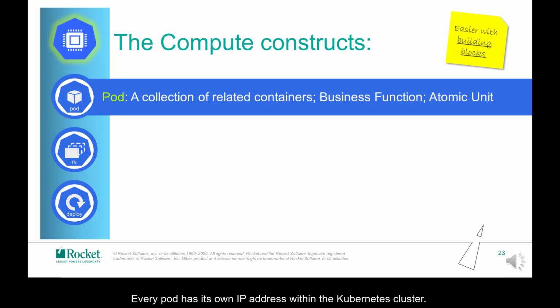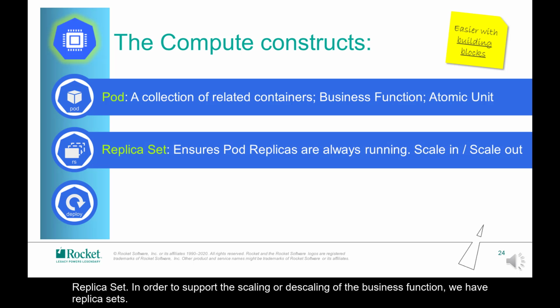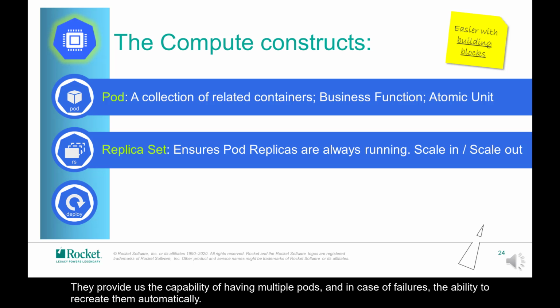Every pod has its own IP address within the Kubernetes cluster. Pods are mortal and when they die, they are recreated with a new IP address. Containers within a pod can communicate with each other without the need of an IP address. Replica set. In order to support the scaling or descaling of a business function, we have replica sets. They provide us the capability of having multiple pods and, in case of failures, the ability to recreate them automatically.